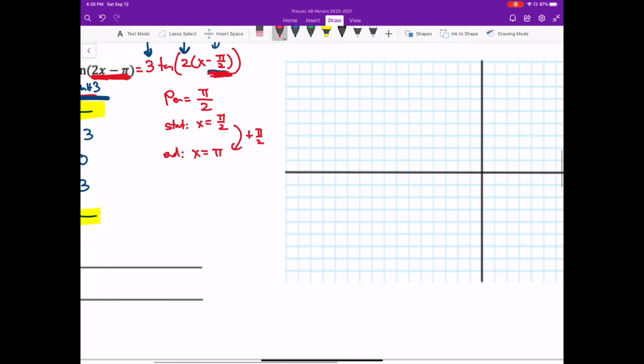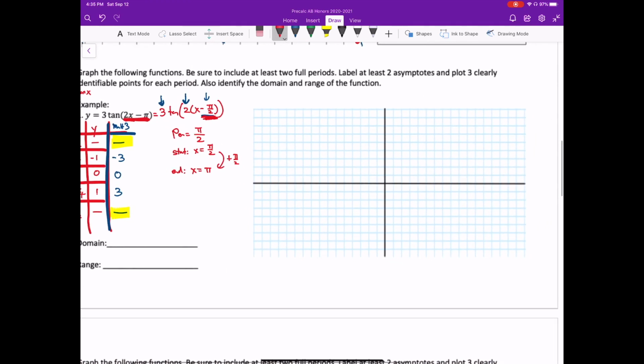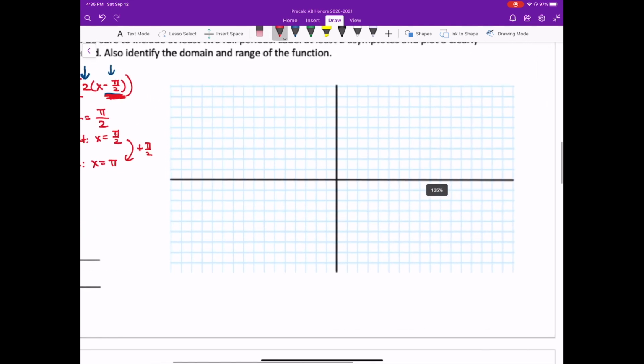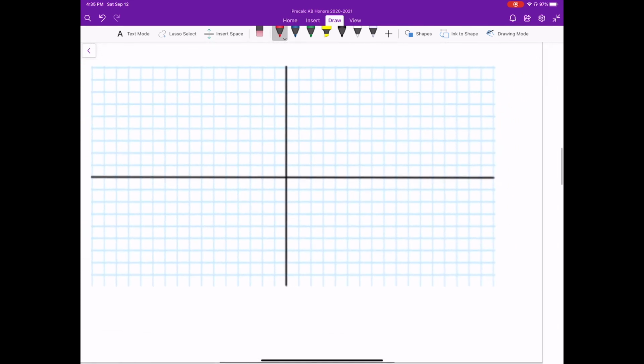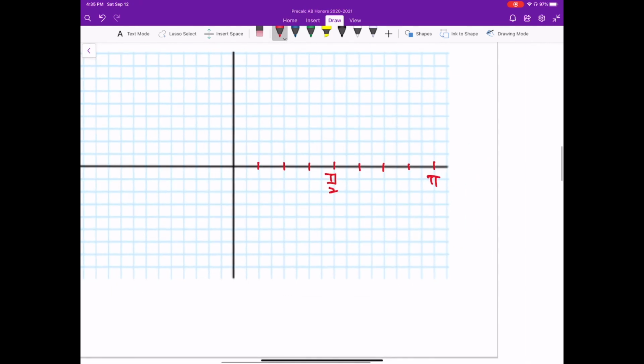So let's mark that out. And again, just like with sine and cosine, you want to mark it out in intervals of 4. So we're going to start at pi over 2. And again, I'm going to use intervals of 4. 1, 2, 3, 4. That's going to be my pi over 2. 1, 2, 3, 4. That's going to be my interval for pi. This is where we start. This is where we end.